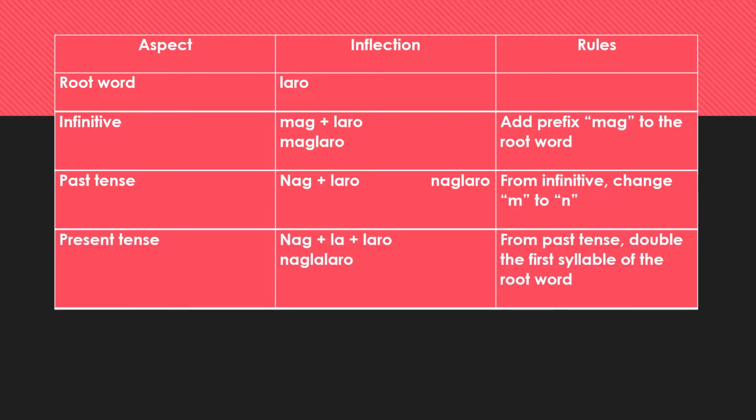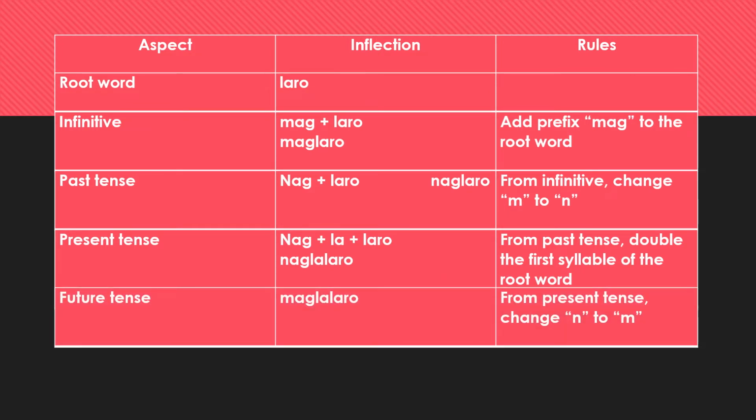Next is the present tense. From the past tense, you have to double the first syllable of the root word. So the prefix nag and then the first syllable of the verb laro is la. So you have to double it, and so it becomes nag la plus the root word laro: naglalaro. And then the future tense. From the present tense, naglalaro, the rule is you have to change N to M. So nag becomes mag, and so it's maglalaro.